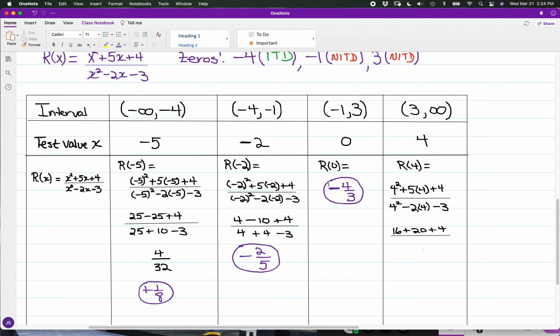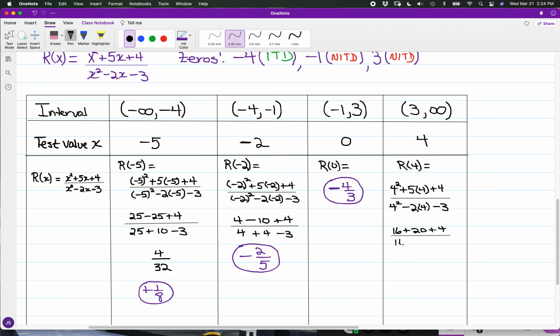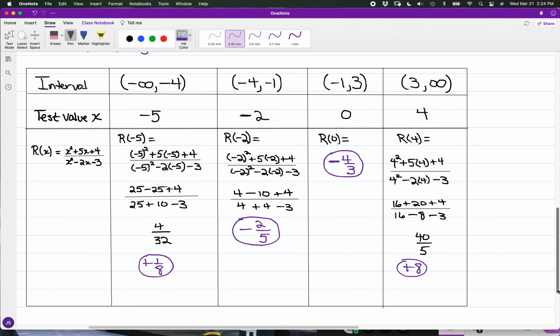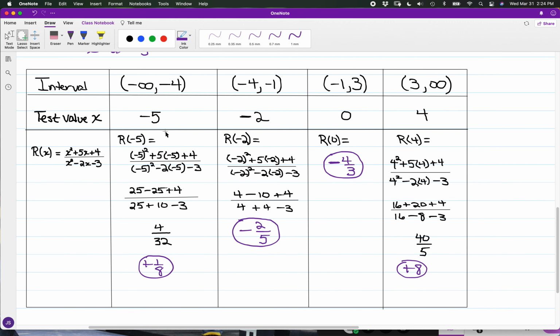And we have, again, 4 squared is going to be 16. We've got minus 8 minus 3. And so we're going to have 40 over 16 minus 8 is 8, minus 3 is 5. And we have 40 over 5. Okay, so this will become positive 8. All right. And so we have in the case of the values.